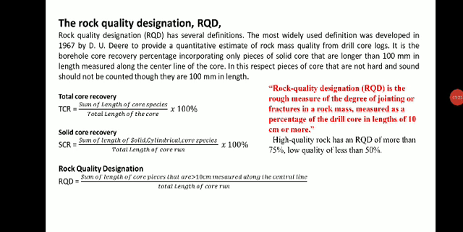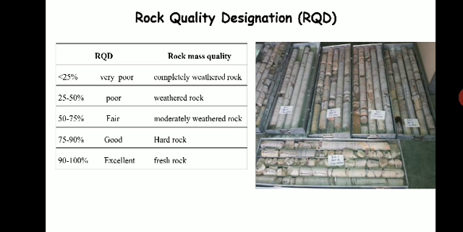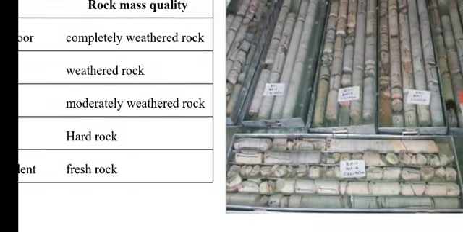It is the borehole core recovery percentage incorporating only pieces of solid core that are longer than 100 mm in length, measured along the center line of the core. First I'll show you one diagram, where you will understand what is meant by a core sample. In the image you can see core samples which are removed from the earth by drilling. They look like this.